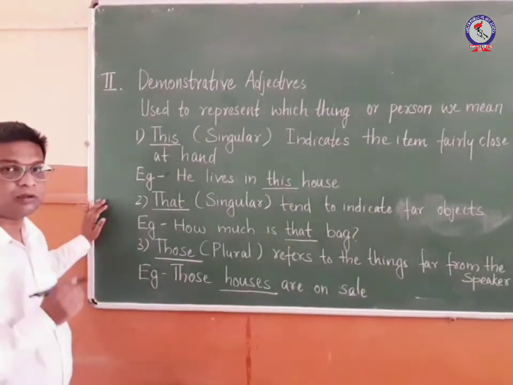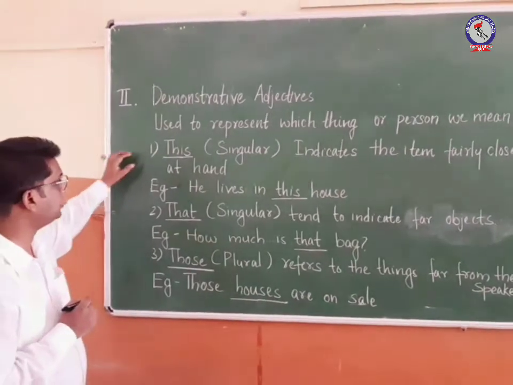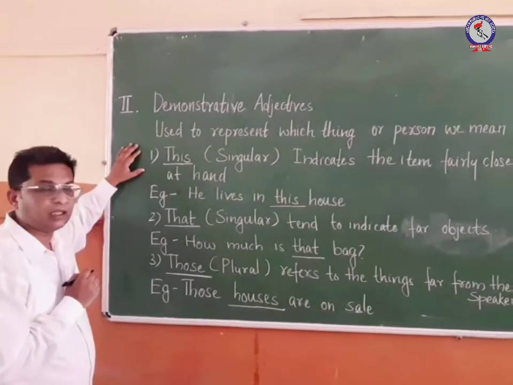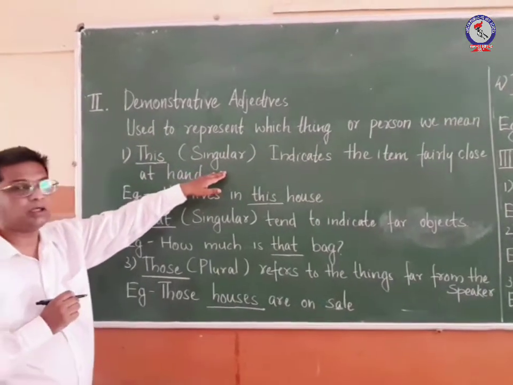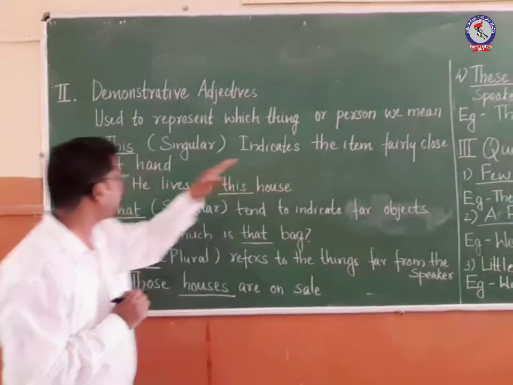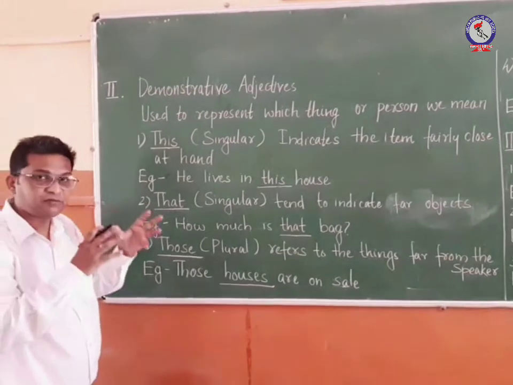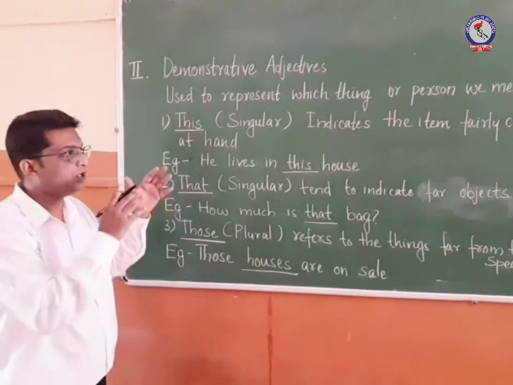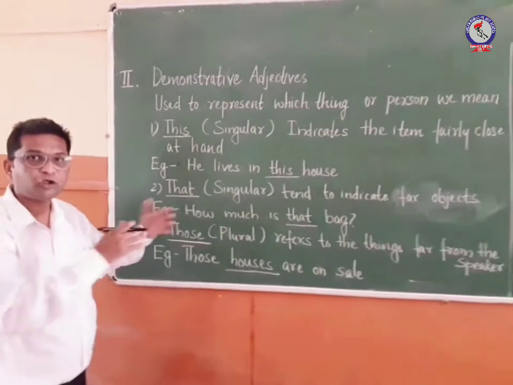Now see the types of demonstratives. First type of demonstrative is this. Now this is used with a singular noun. It indicates the item fairly close at hand. Now this will be used when a particular object or thing or person is very close.